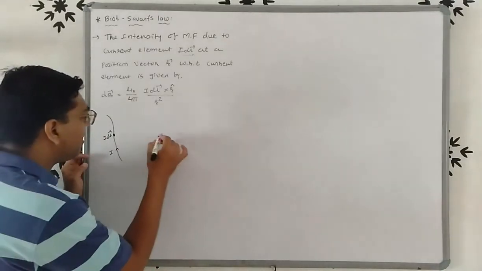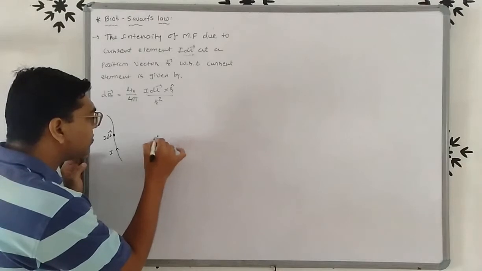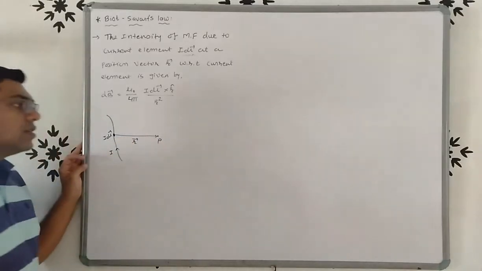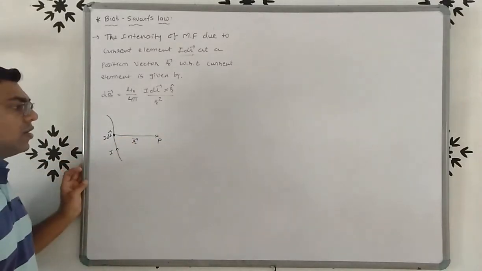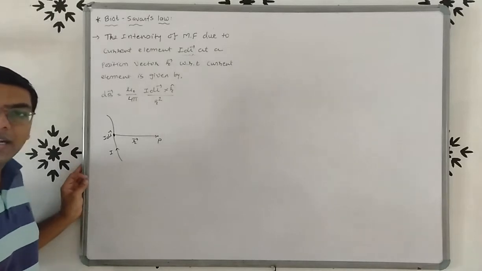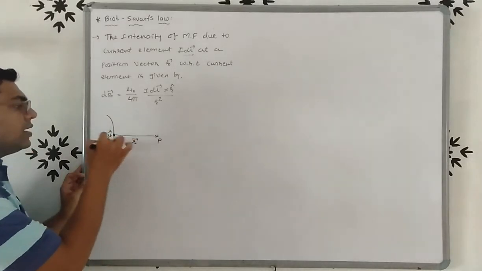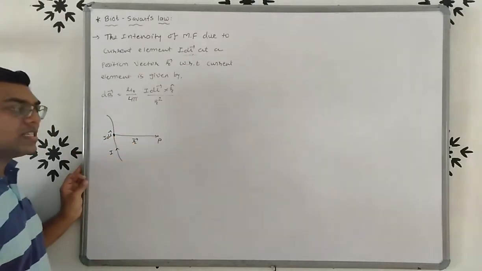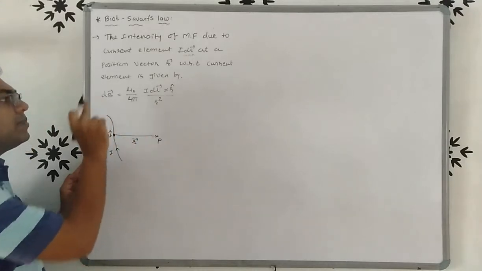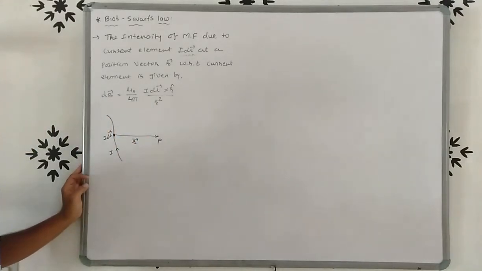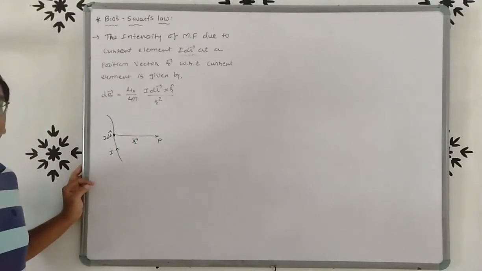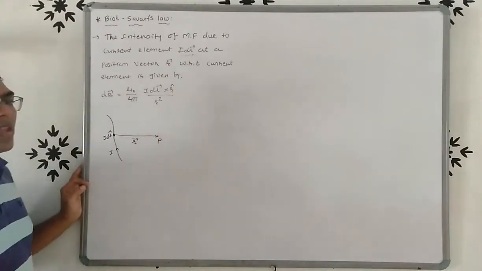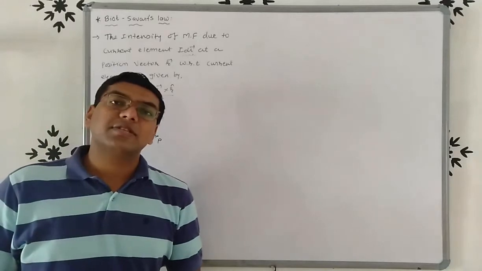So here we have to find out the magnetic field at this point P having a position vector r. So the magnetic field, or we can say the intensity of magnetic field due to this current element Idl at a position vector r with respect to current element, is given by dB is equal to μ0 by 4π, Idl cross r cap upon r square.